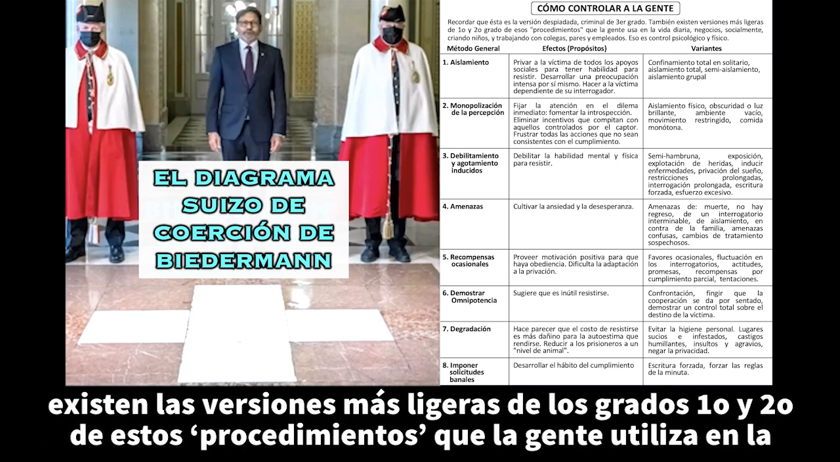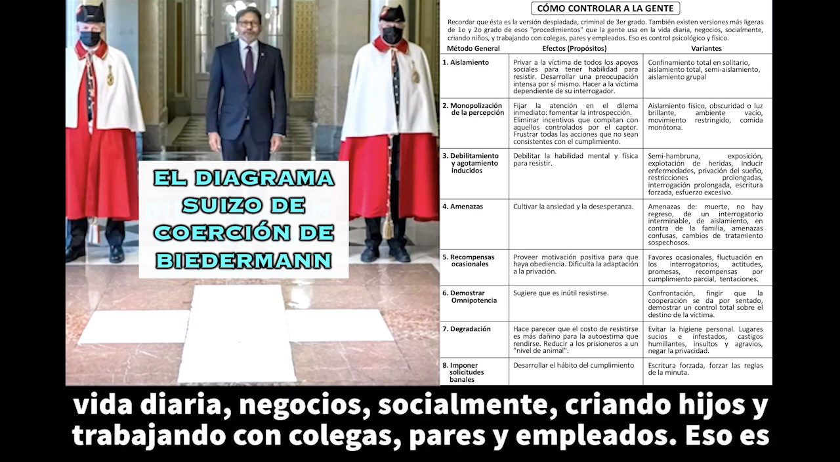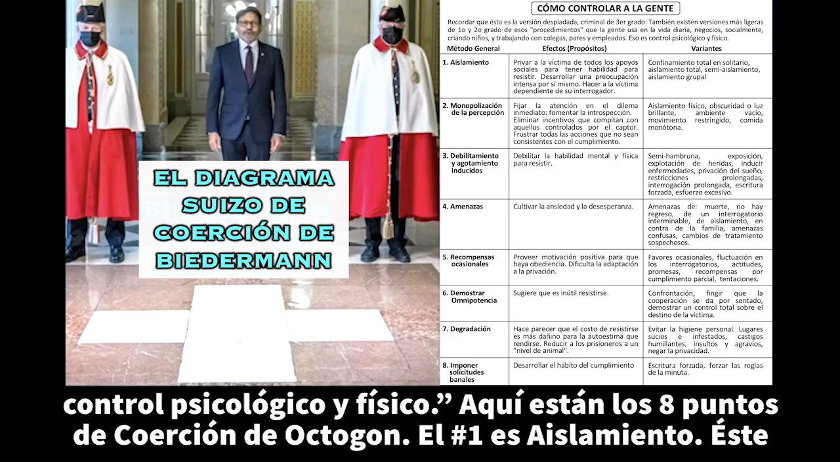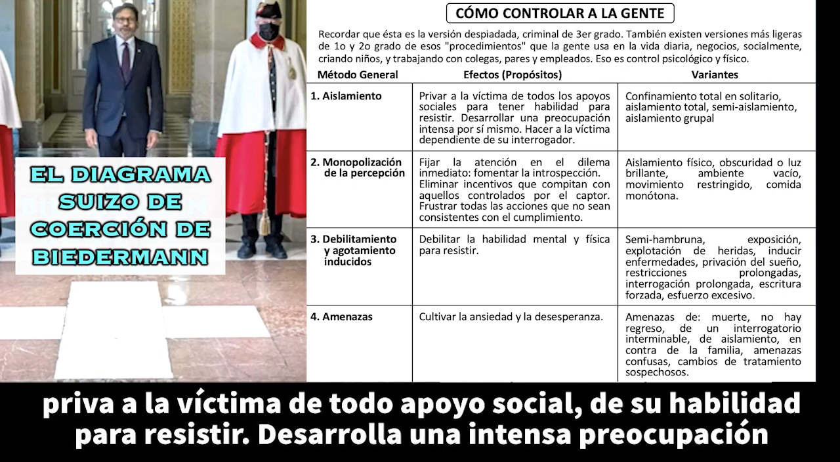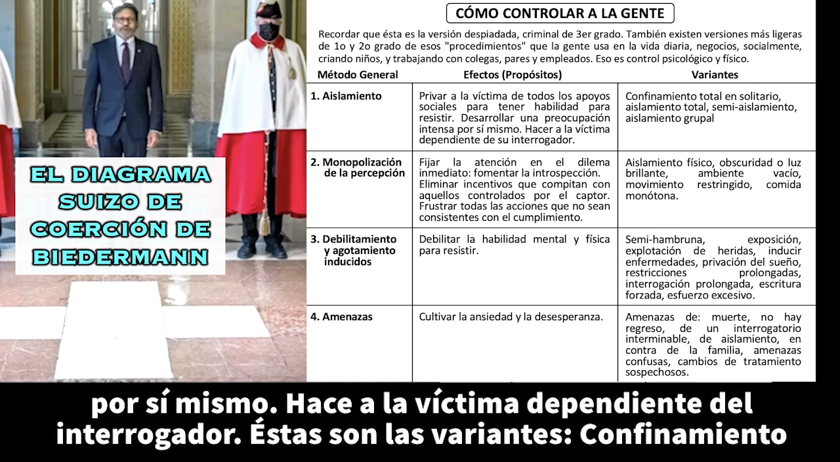There are also softer first and second-degree versions of these procedures that people use in everyday living, business, socially, raising children and working with colleagues, peers, employees. There are psychological and physical control. So here are the 8 octagon charts of coercion. Number 1 is isolation. It deprives a victim of all social supports, of his ability to resist, develops an intense concern with self, makes victim dependent upon interrogator.